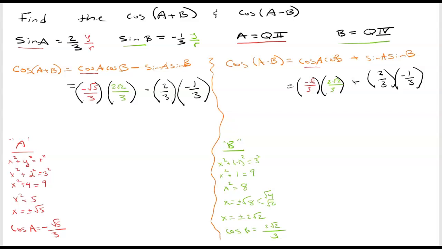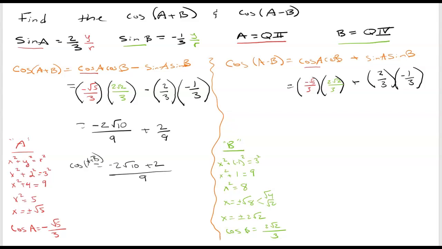All right, the next thing we're going to do is multiply. So the radical times a radical is going to leave me with a negative 2 root 10 all over 9. And then a negative times a 2 is negative 2. Negative 2 times negative 1 is positive, so this will be 2 over 9. We can combine them to be one fraction. Bam. So this is the cosine of whatever a plus b is.